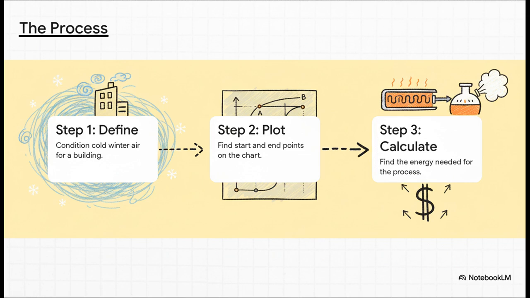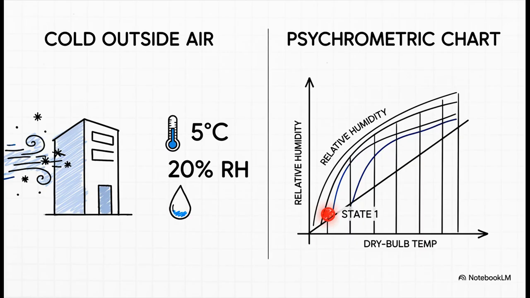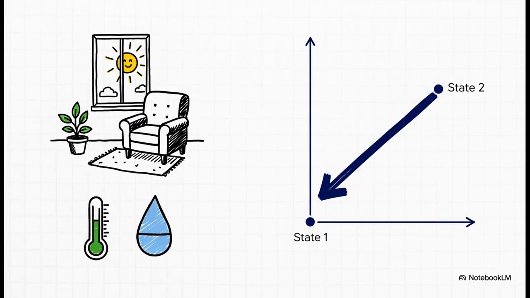Let's do it. So here's our situation. We've got outside air coming into our system, and it is a chilly 5 degrees Celsius and a very, very dry 20% relative humidity. We can find that exact spot on our chart. We just go to 5 degrees on the bottom and move up until we hit that 20% curve. That's state 1. And our destination? A nice and comfy 25 degrees Celsius at 50% relative humidity. That's the dream, right? So we find that spot on the chart too. And there it is, state 2.